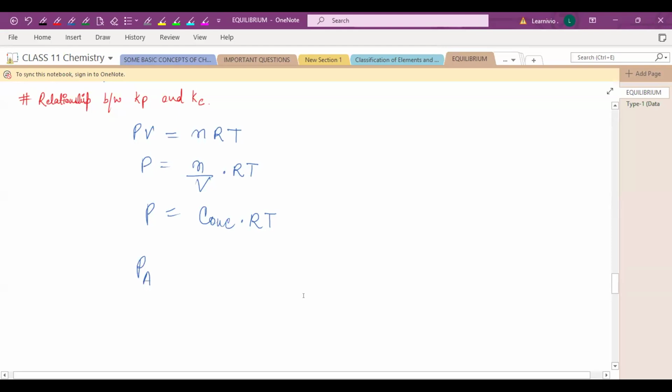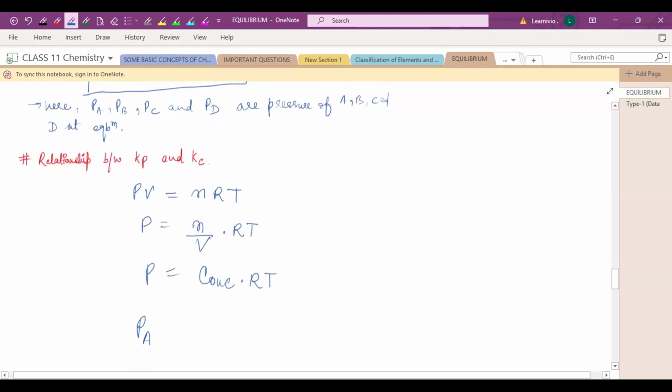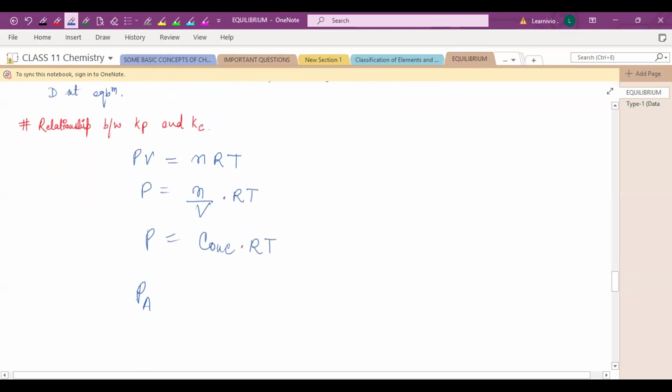For example, if I just talk about PA, let's give an overview of what we are going to do. We will consider this equation, and we will derive PA, PB, PC and PD. We will derive a formula for PA, PB, PC and PD, and substitute these in this equation number 1.